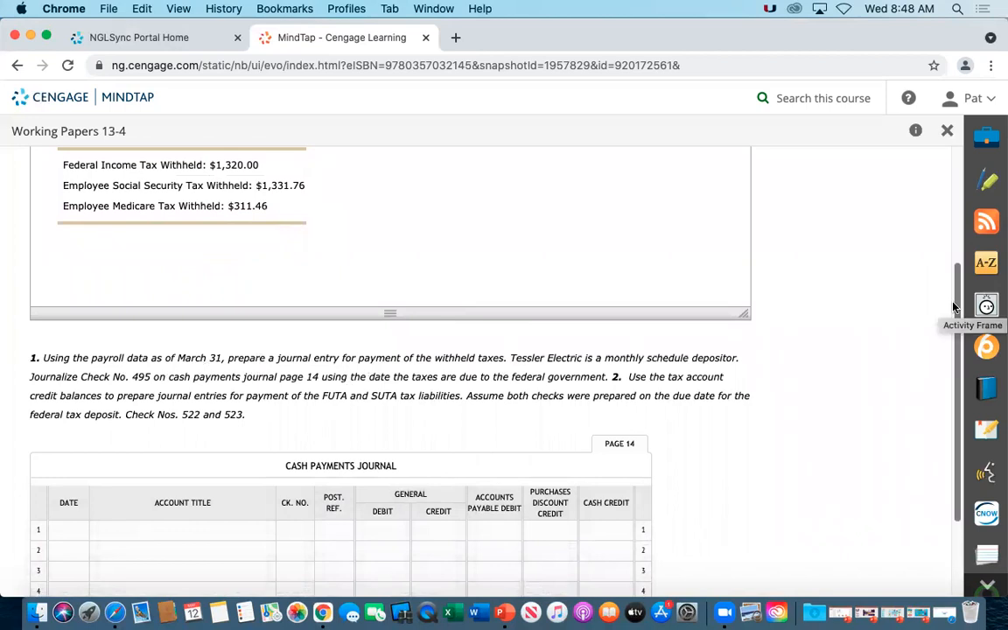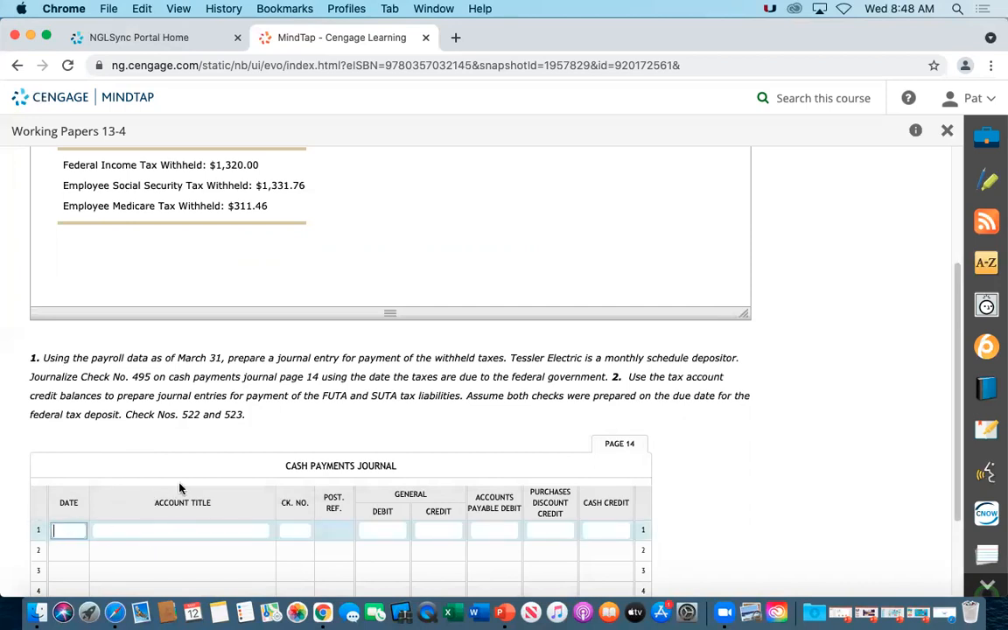Okay, this is Tesla Electric. They're a monthly scheduled depositor, just like what we've learned. We're going to use a cash check. We're paying by check on the 14th page number, using taxes due to the federal government. Okay, so that's step one. So this is the first one.